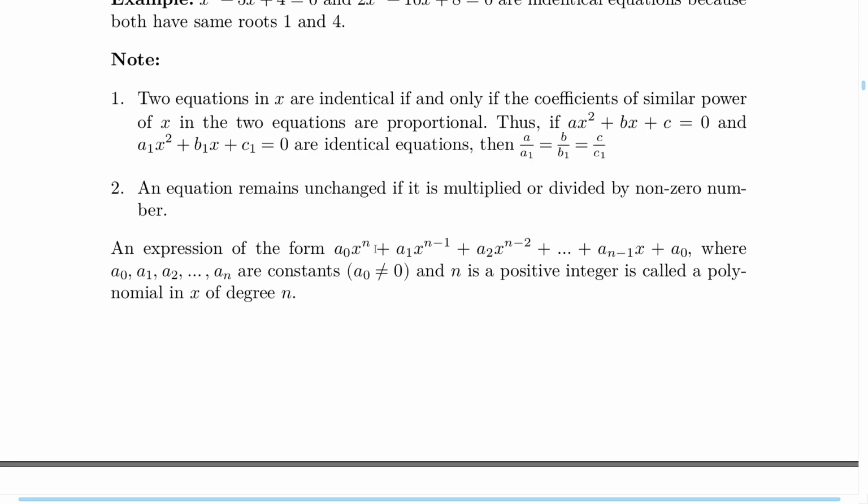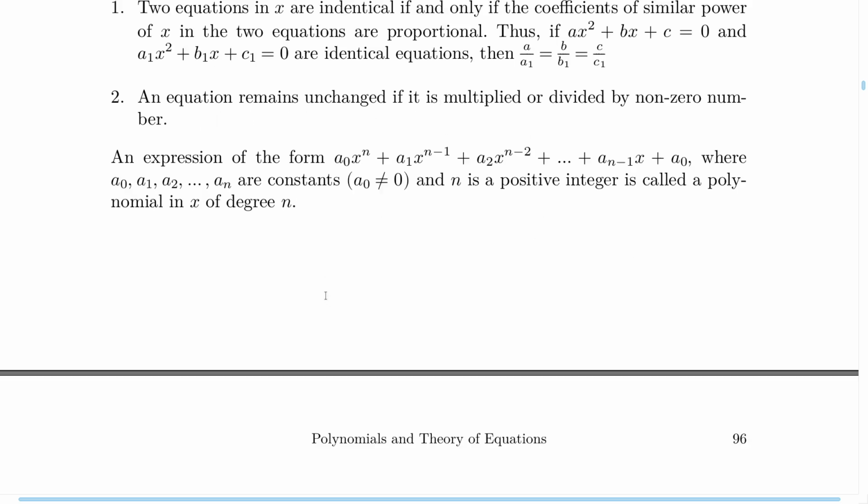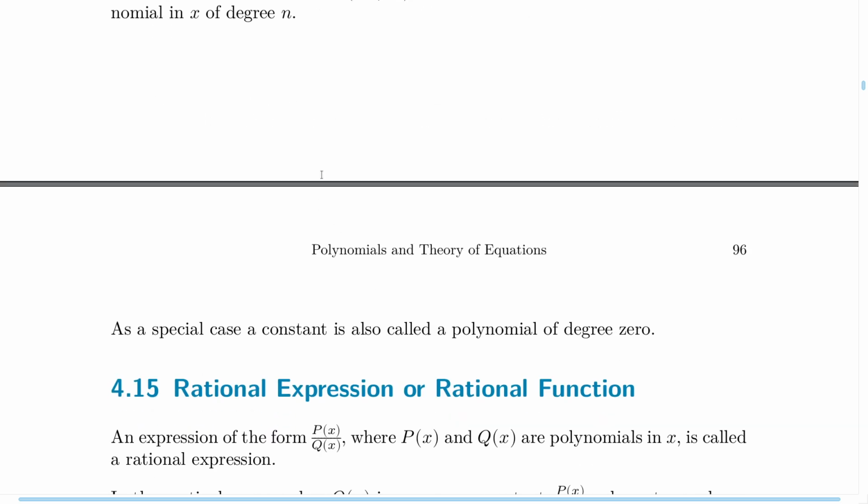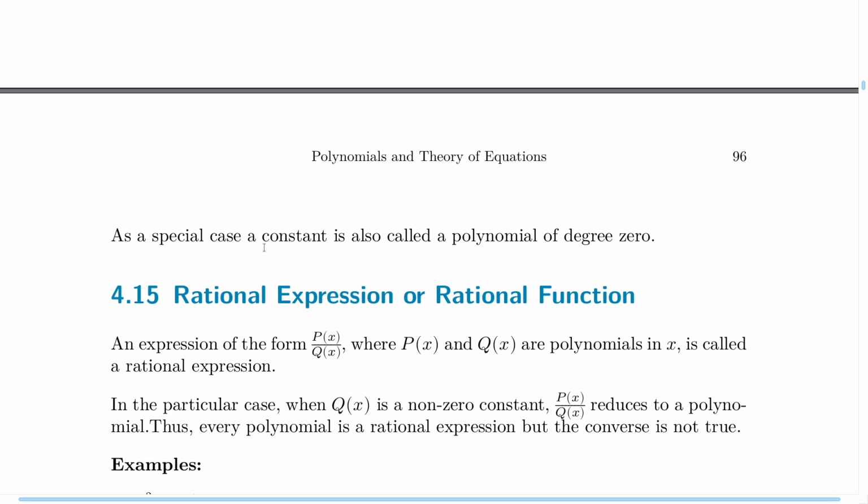An expression of the form a0 x to the power n plus a1 x to the power n minus 1 and so on, where a0, a1, a2 up to an are constants, a0 is not equal to 0, and n is a positive number, is called a polynomial in x of degree n. This we have already covered, I guess. As a special case, a constant is called a polynomial of degree 0.